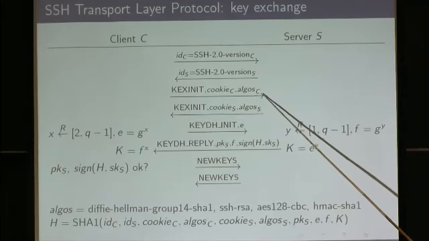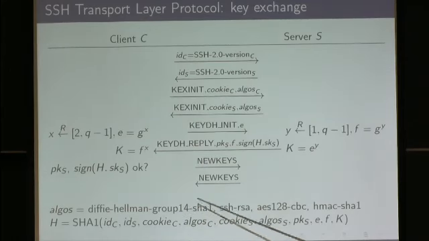The algorithms that we use in our implementation are Diffie-Hellman group 14, a particular Diffie-Hellman group, using the hash function SHA-1, so this defines the key exchange method. Then the signature is SSH RSA, and you have the encryption scheme, which is AES in CBC mode, and HMAC using SHA-1 as a MAC for the tunnel. These are the ones that we use in our implementation.